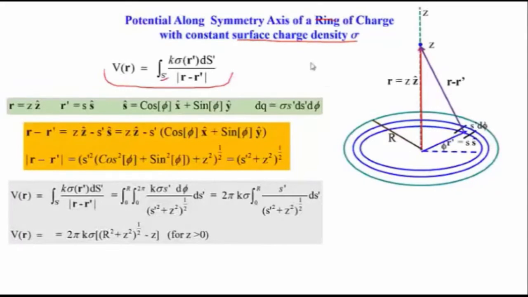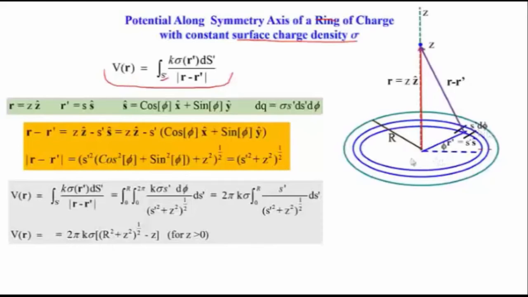To find a dq, we take a pair of rings, ds apart. So this distance here is going to be our ds. And since we want to use primes, let's call this prime. So this would be s prime, and this would be ds prime here. So s prime would be the distance out. We'll take a differential in the phi direction. So this distance here would be s prime d phi.